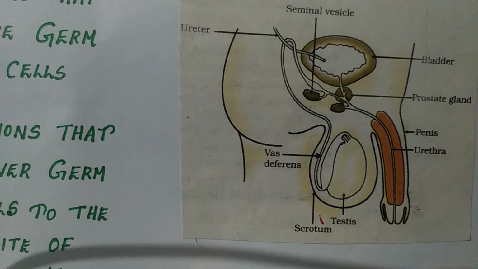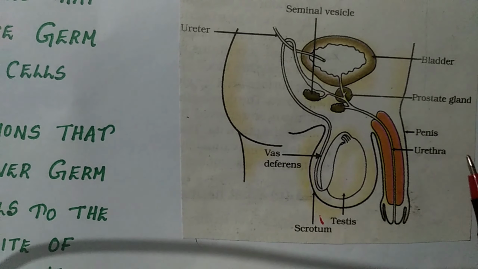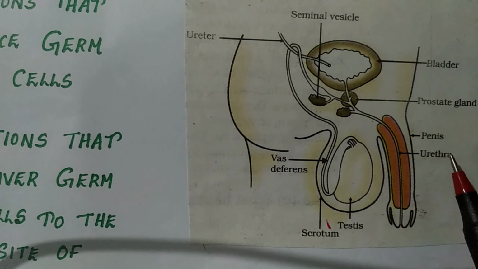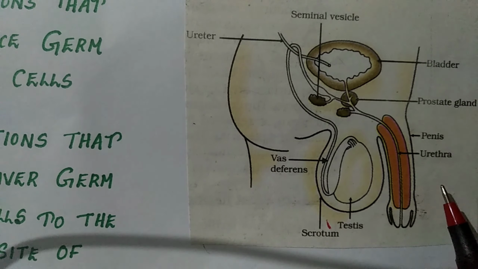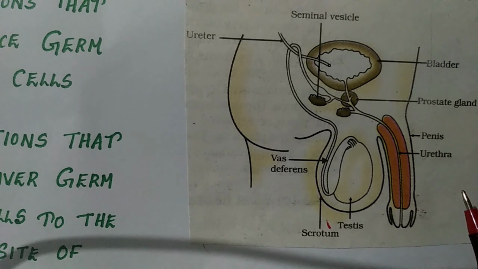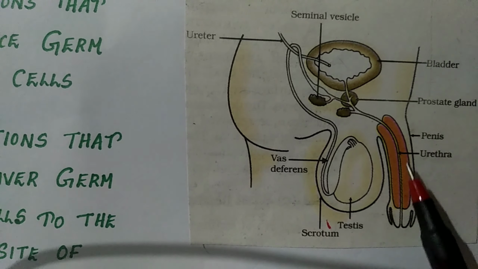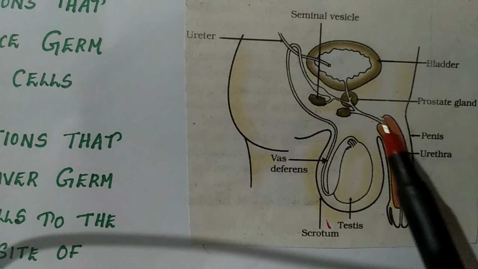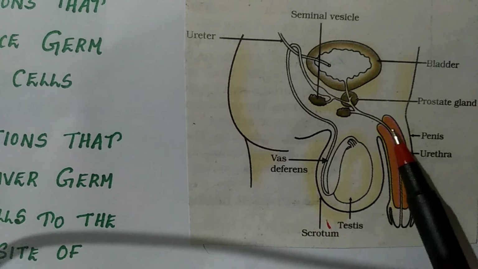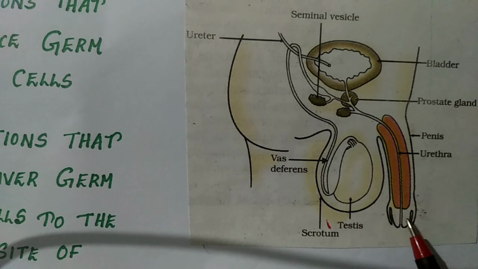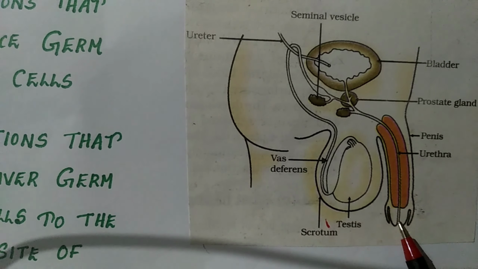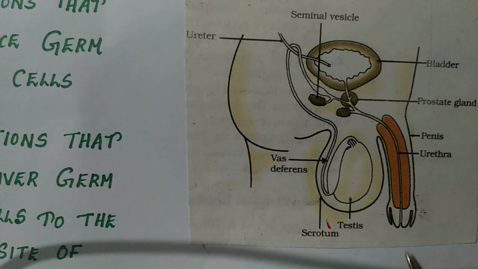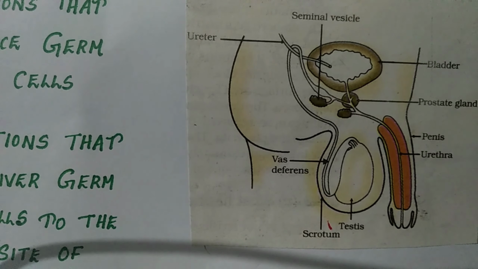Now the next part is the penis. The penis forms the external male genital organ. Here you can see the structure of the penis, which is the external male genital organ, and it is a copulatory organ with thick muscular walls. Inside is a covering for the entire structure. The vas deferens ends here, and thereby the sperm is released through the penis. Now let us look at the urethra.